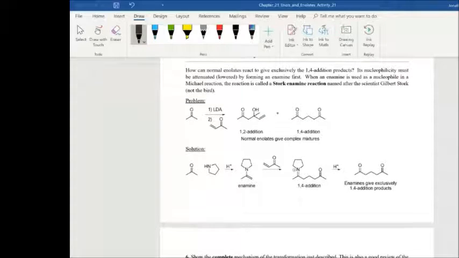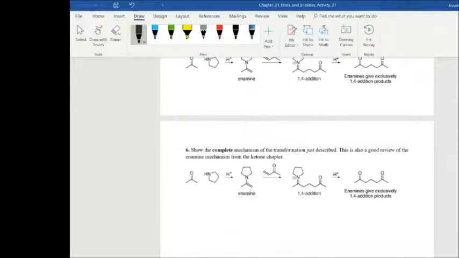Now, the way we make exclusive 1,4 addition products comes by something called the Stork enamine reaction. What this is doing is you're making an enamine, and with the use of an enamine, you can exclusively make 1,4 addition products. So there's a whole long mechanism. Grab some popcorn because you're probably going to need it. It's going to take a little while.